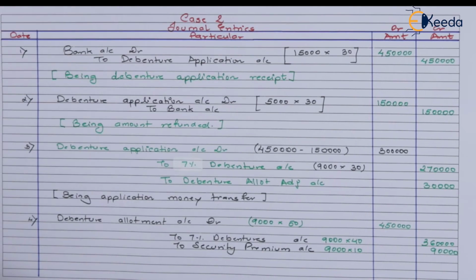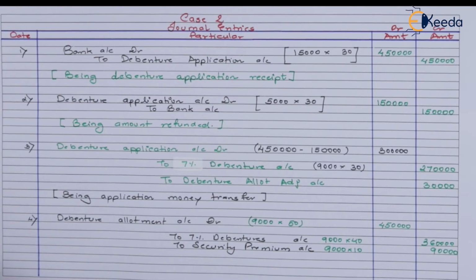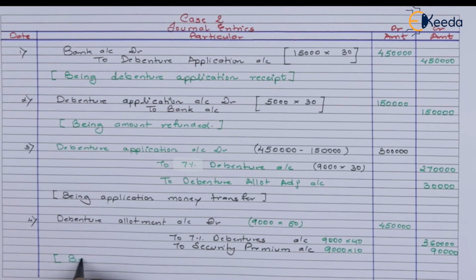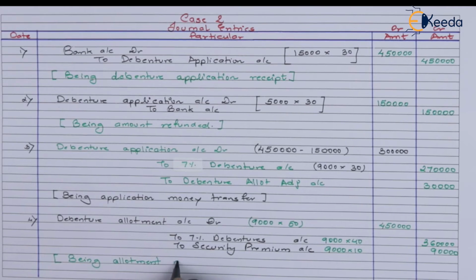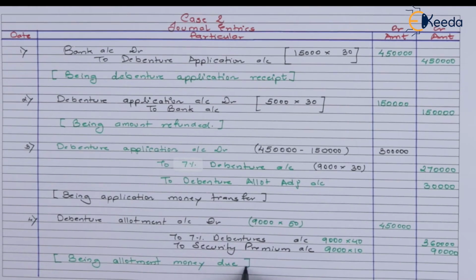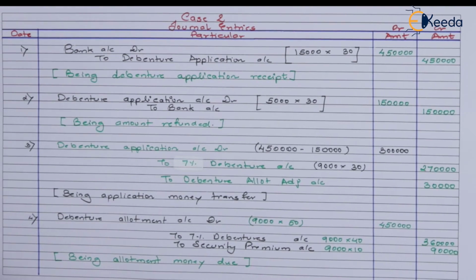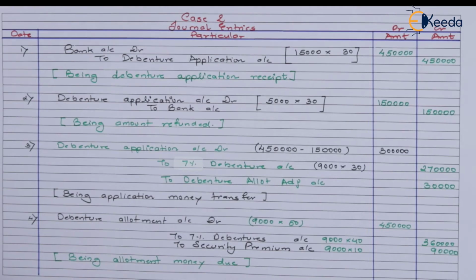So the amount has been mentioned. Let's mention the narration. So allotment money due has been mentioned in a clear-cut format. Now, the next part will be receipt of allotment money, which will have certain call scenarios and the adjustment allotment that we have already figured out in the previous entries here.